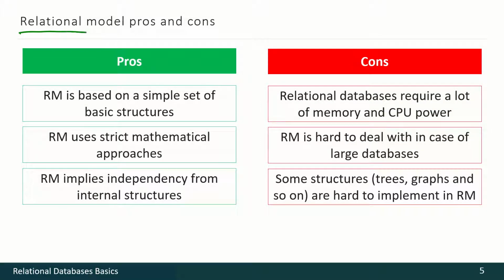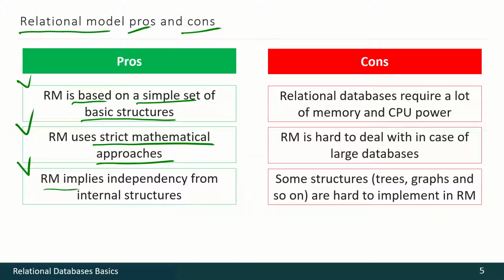Let's review the relational model pros and cons. Speaking about pros, of course the relational model is based on a simple set of basic structures, and the whole relational approach is built on those simple structures. That's good. The relational model uses strict mathematical approaches that allow us to make calculations, to make mathematical experiments, and so on. And as was said earlier, the relational model isolates us from internal structures and internal operations. All those internal operations are handled by the DBMS, and we only have to concentrate on the database modeling.